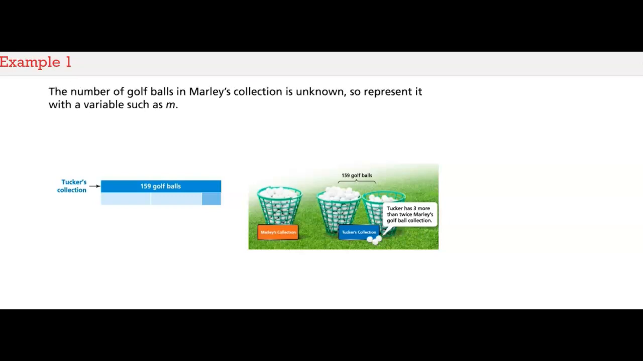The number of golf balls in Marley's collection is unknown, so we should represent it with a variable. Let's use M to represent Marley's collection. That's twice Marley's golf ball collection, plus 3 more. So that last section of the diagram represents the 3 additional golf balls.